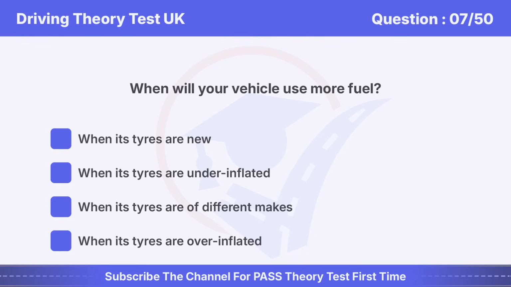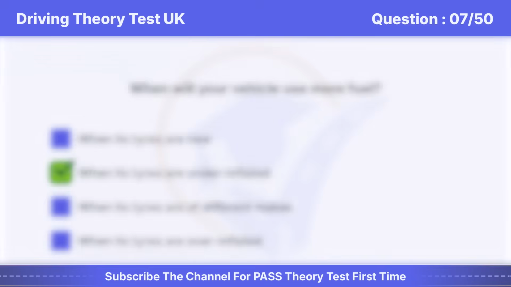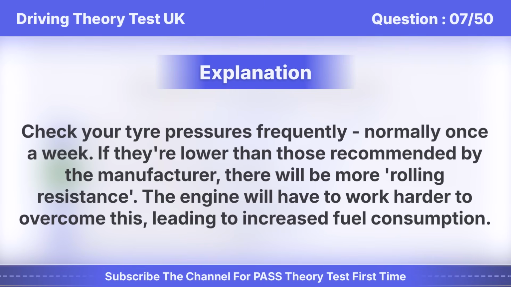Question 7. When will your vehicle use more fuel? Answer is B. When its tires are underinflated. Check your tire pressures frequently, normally once a week. If they're lower than those recommended by the manufacturer, there will be more rolling resistance. The engine will have to work harder to overcome this, leading to increased fuel consumption.